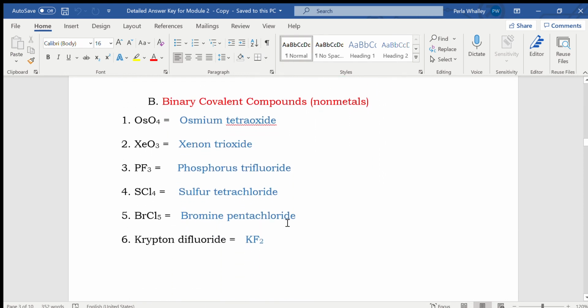Let's go to binary covalent compounds. These are for nonmetals. So we will write the name. Os is osmium, and there are 4 oxide, tetraoxide. Xenon trioxide, phosphorus trifluoride, sulfur tetrachloride, bromine pentachloride, krypton.